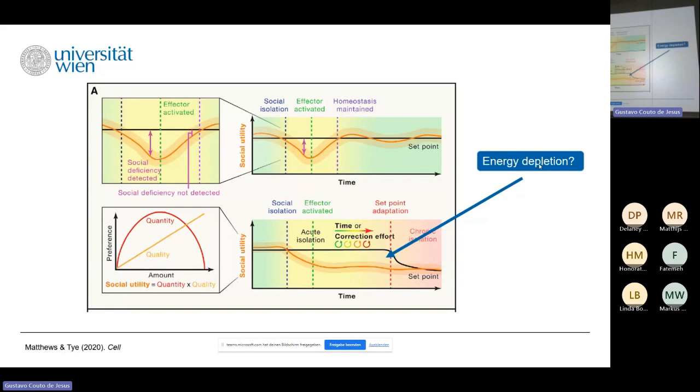And this could possibly explain why lonely people, as I said at the beginning, don't have the energy to engage and to look for social contact and for new interaction.